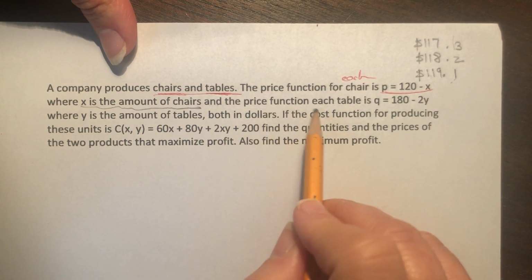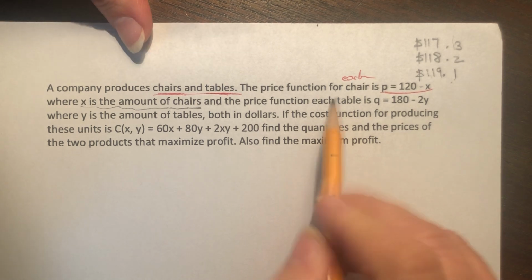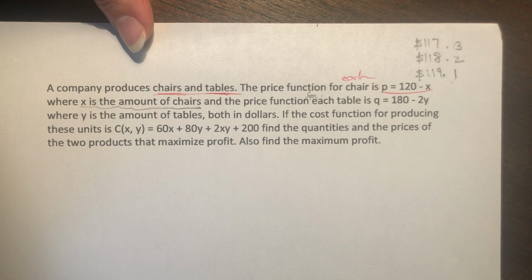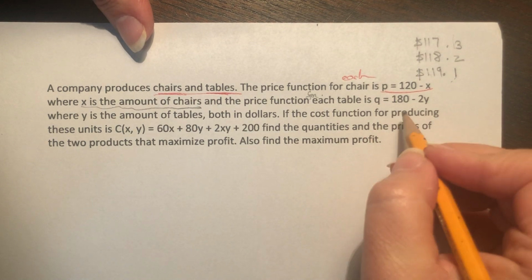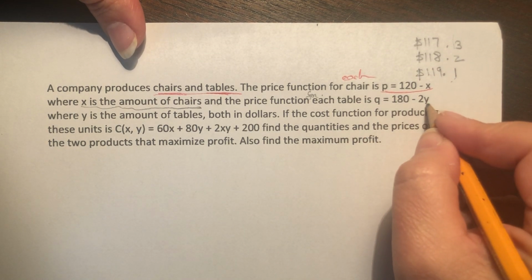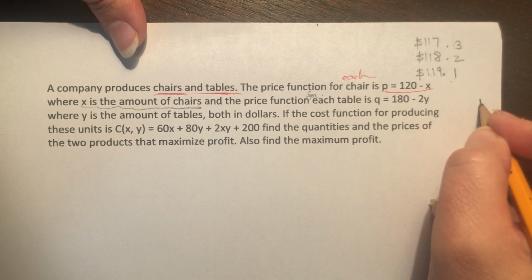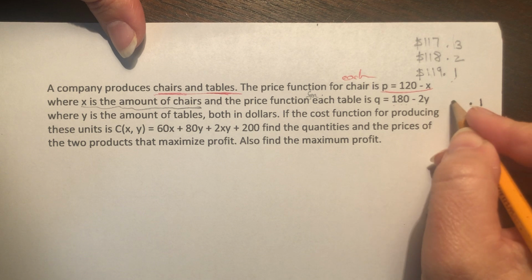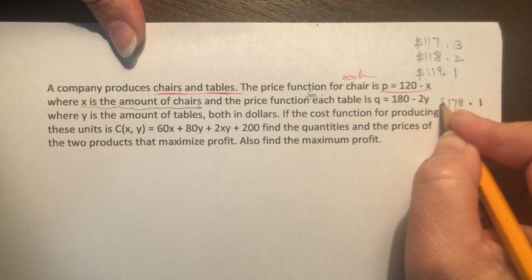Okay. And the price function for each table, oh, well, look at me. One time I forget each, one time I forget 4. Is right here. So that again means what? If you're going to buy 1 table, how much do we charge you? 180 minus 2 is 178, yes?